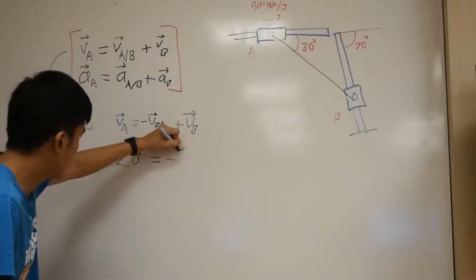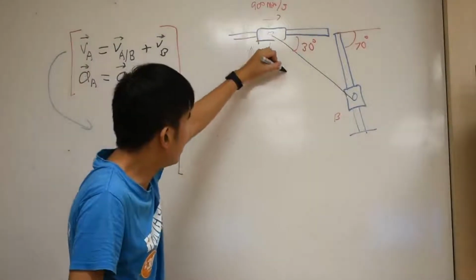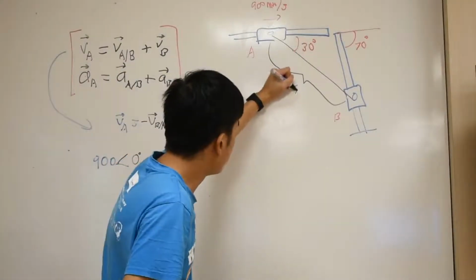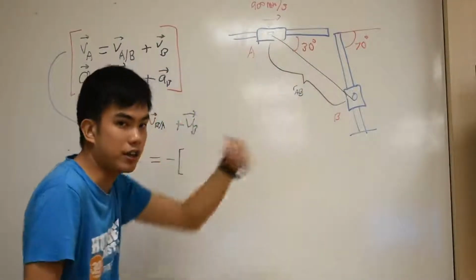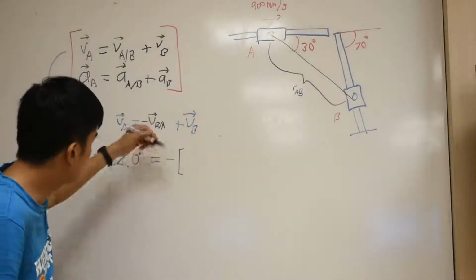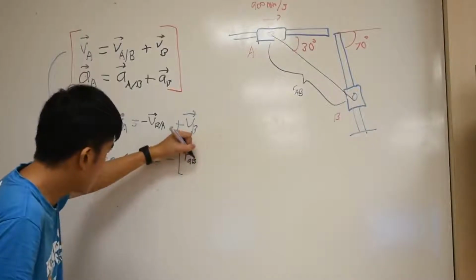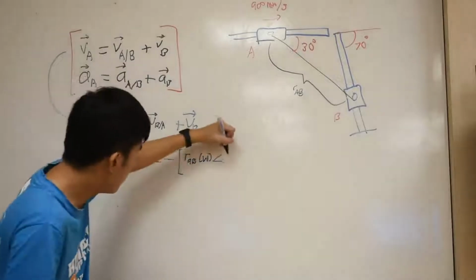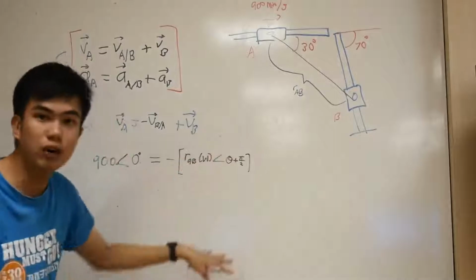So negative, the whole thing would be this distance, which let's just call RAB, the distance between A and B. So let's just say that the velocity of B with respect to A is equal to RAB times omega, and the angle will be theta plus 90 degrees. This is the ultimate formula.